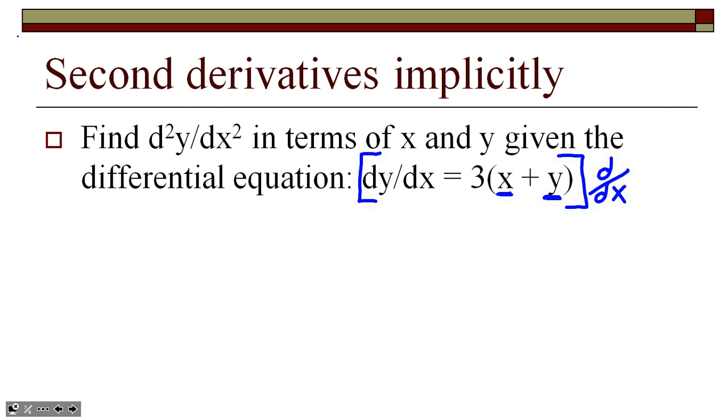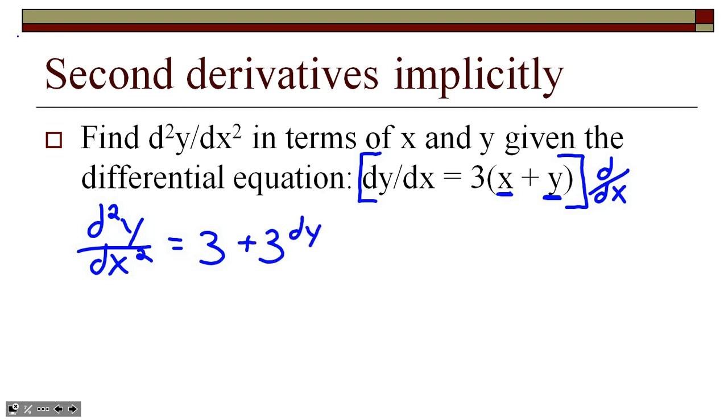So the left-hand side, the dy dx, when you take the derivative of that, you just get your d squared y dx squared equals. Now, if you want to, you can distribute the 3, make it easier. The derivative of 3x is just 3. The derivative of 3y would be 3 dy dx. Okay, and this is the most important part, making sure you put that dy dx there, because now we have to substitute. This is the trick with second derivatives implicitly, that there's usually going to be this function dy dx that you have to substitute.